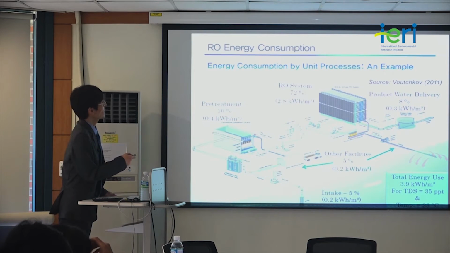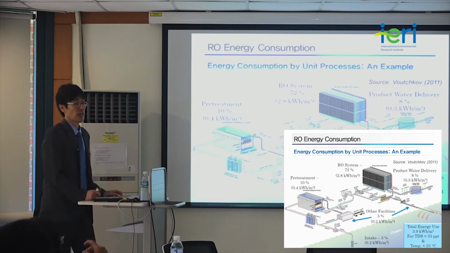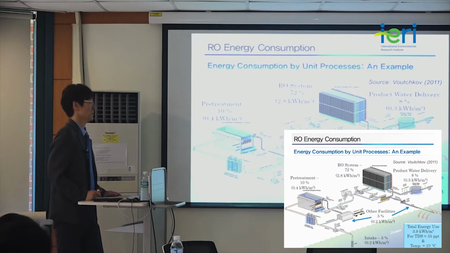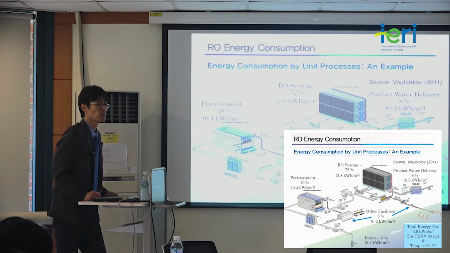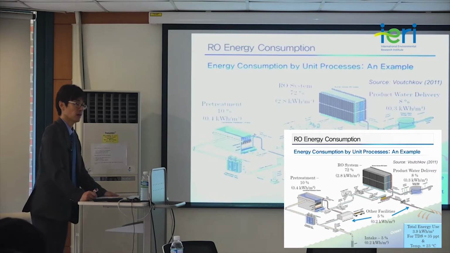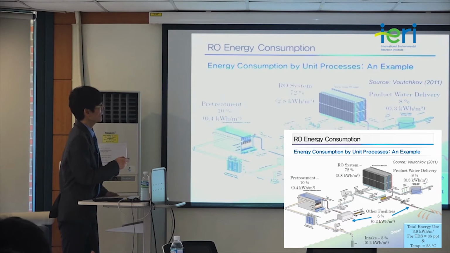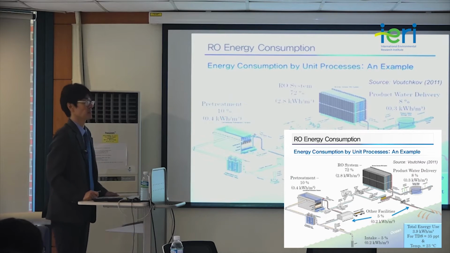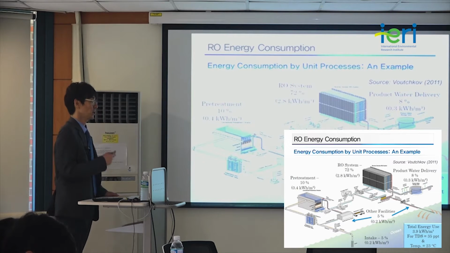So again, reverse osmosis is the part that uses the largest amount of energy. This is just an example, but in this example, the reverse osmosis part spends more than 72% of the total energy consumption by the plant. However, the remaining 28% of the energy consumption is distributed to the other parts.